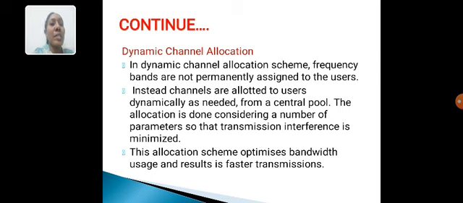Dynamic channel allocation. In the dynamic channel allocation scheme, frequency bands are not permanently assigned to the users. Instead, channels are allotted to users dynamically as needed from a central pool. The allocation is done considering a number of parameters so that transmission interference is minimized. This allocation scheme optimizes bandwidth usage and results in faster transmissions.